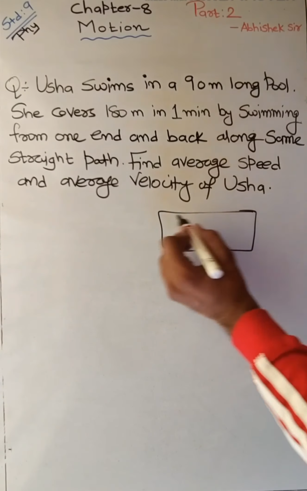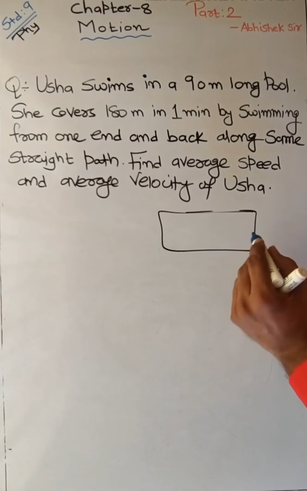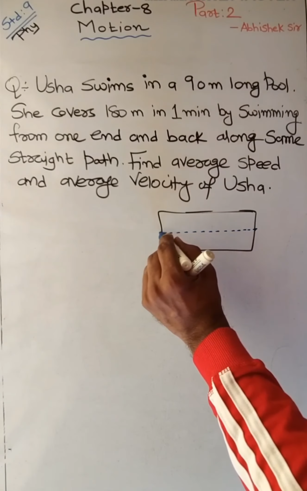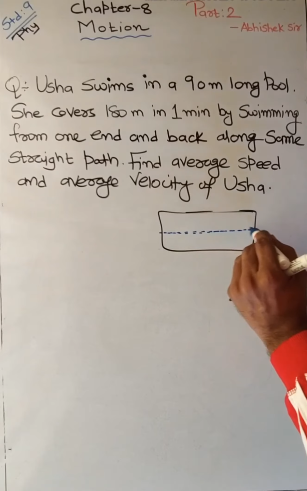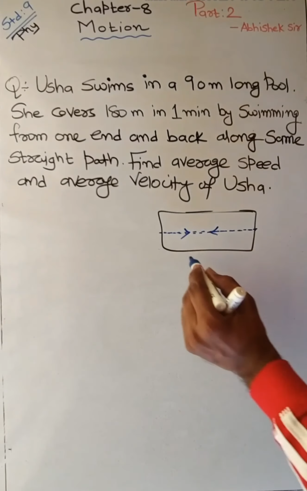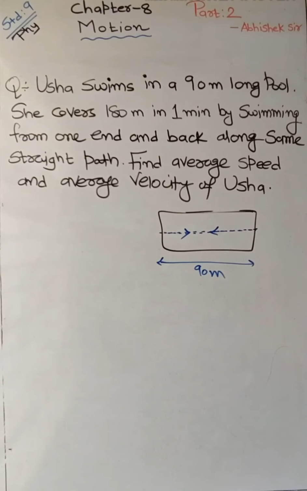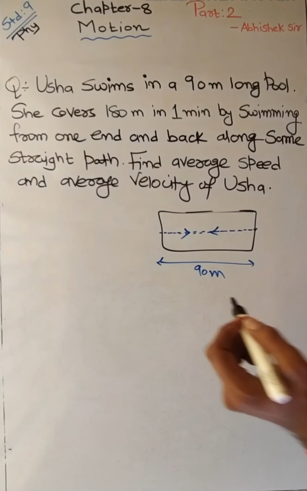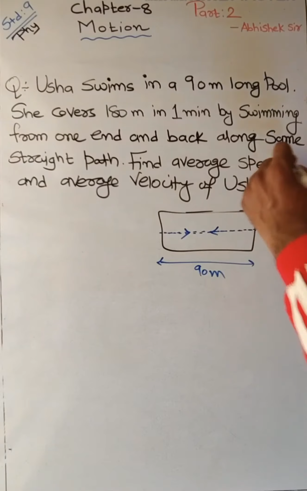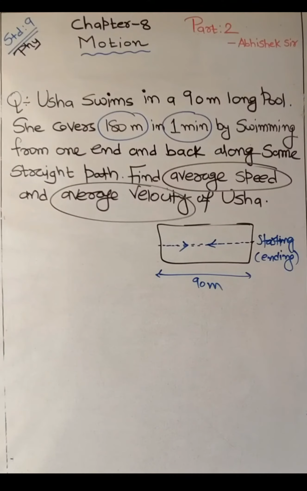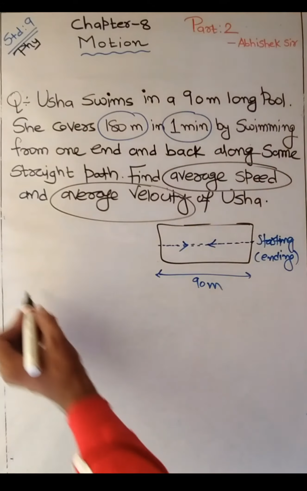Suppose take this as the swimming pool. She may start from here. She is moving like this 90 meter and goes back in the same path, right? The length of the pool was 90 meter, right? Why I am telling this as special example, because you are finding average speed as well as average velocity. So we have a common starting and common ending point. Now let us go for what is average speed, right?